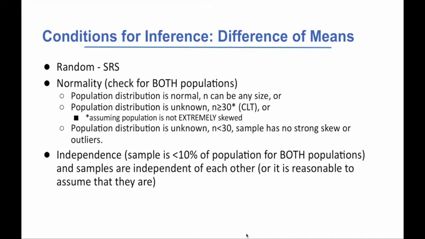So your conditions for inference, for difference of means: random, normality, and independence. Simple random sample. Check both populations for normality. Either your population is normal and your n can be any size, or your population distribution is unknown and your n is at least 30, or your population is unknown, your n is less than 30, your sample has no strong skew or outliers. And then check the 10% and that the samples are independent of each other, or that it is at least reasonable to assume that they are.